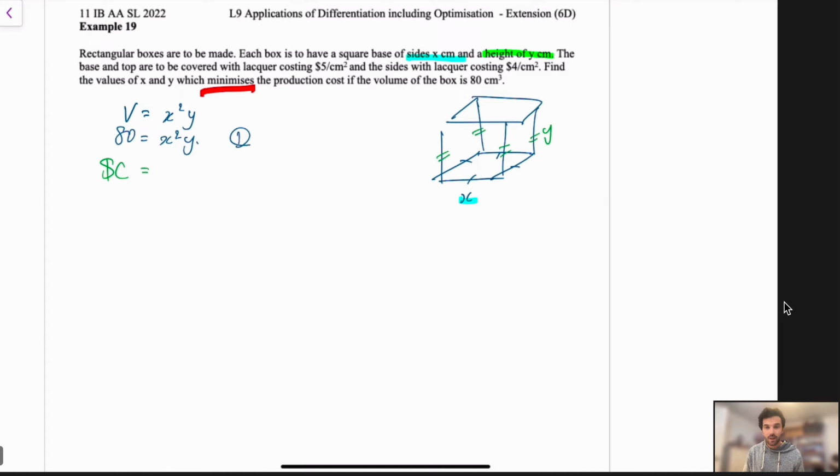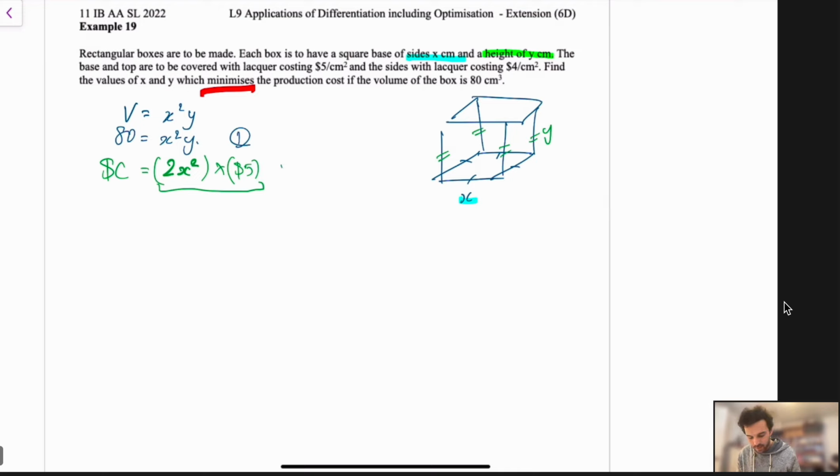So cost equation, it says that they're covering the base and the top with lacquer that's $5 per square centimeter. So we know that the area of the top and the bottom is going to be in total 2x squared. And then we're going to times that by the cost. So every unit, it's going to cost $5. Right? So that there is going to be the total cost of lacquering the top and the bottom.